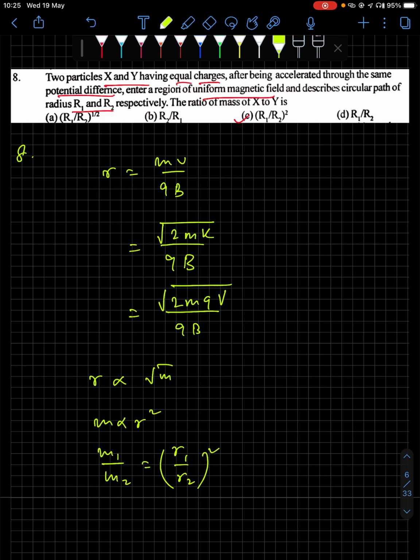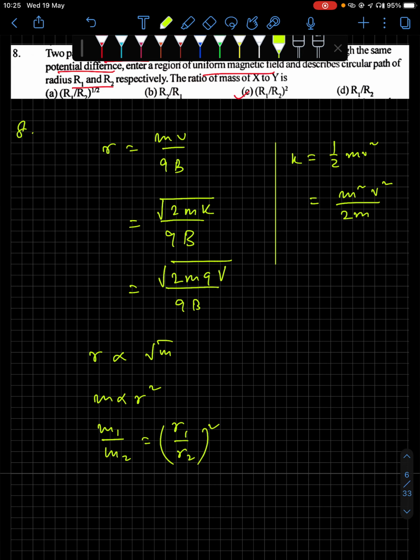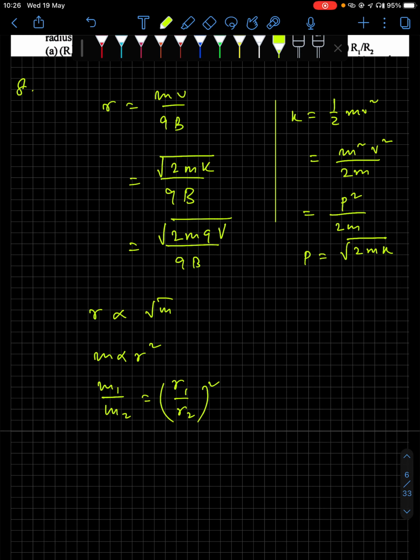Now in case you do not understand how mv became K and how K became qV: kinetic energy is half of mv square. This can be written as m square v square by twice of m. If you cancel this m and this m, you get half of mv square, the same thing again. Now m square v square is p square divided by 2m, so from here you get that p is equal to square root of 2mK. This is the relation between momentum and kinetic energy.